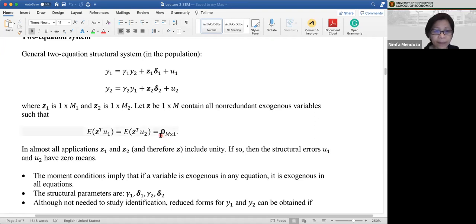Note that this is C transpose, so C transpose is m by 1. So you multiply the components of this column vector by U sub 1, which is just 1 by 1.